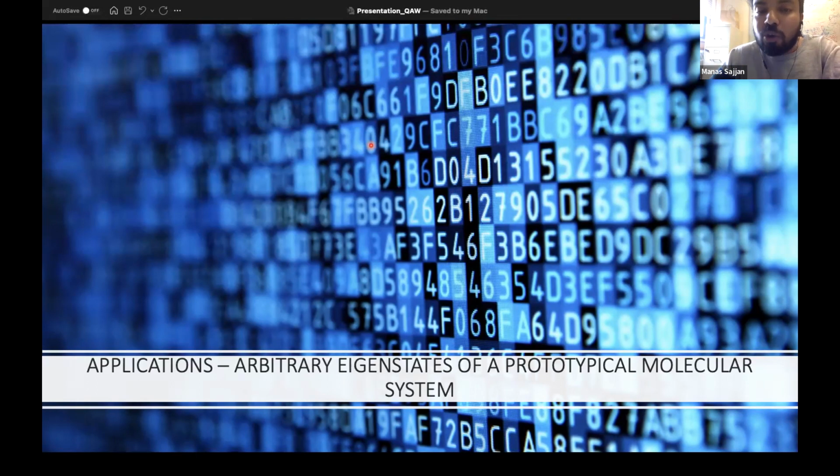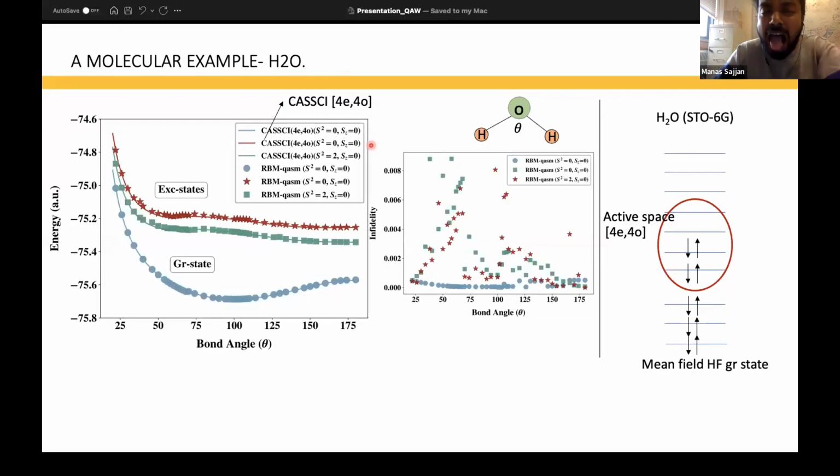Now we're also going to speak about molecular systems, which are basically strongly correlated under the effect of geometric distortion. As a prototypical example, we choose the water molecule in the STO-3G basis. We choose an active space of 4 electrons and 4 orbitals, where we have the HOMO, HOMO-1, the LUMO and the LUMO+1. We construct the ground state and 2 excited states, and we also group the excited states using symmetry partitioning into a singlet and triplet.